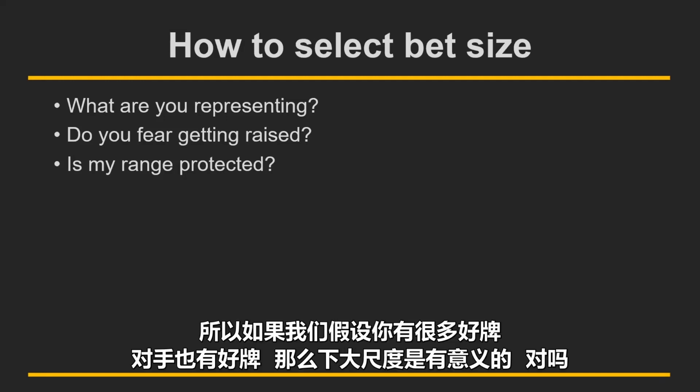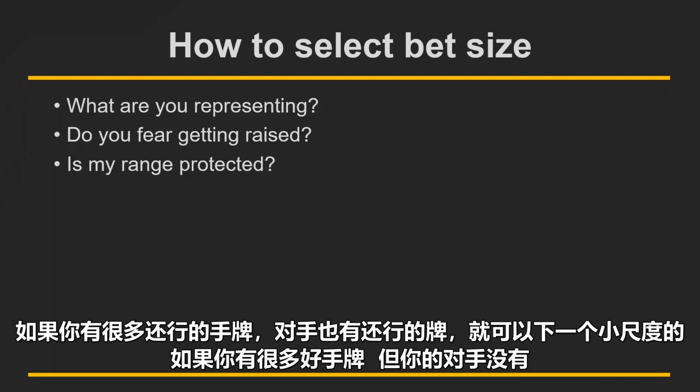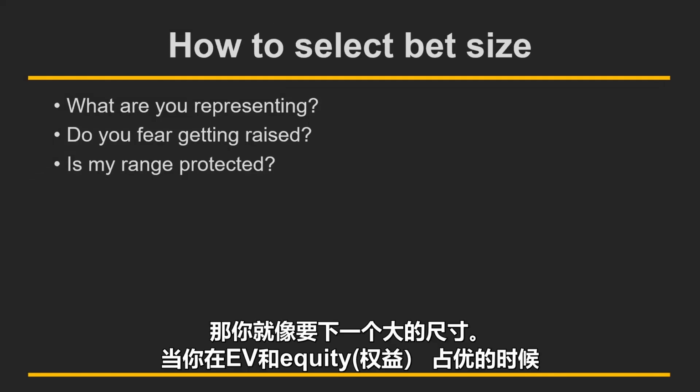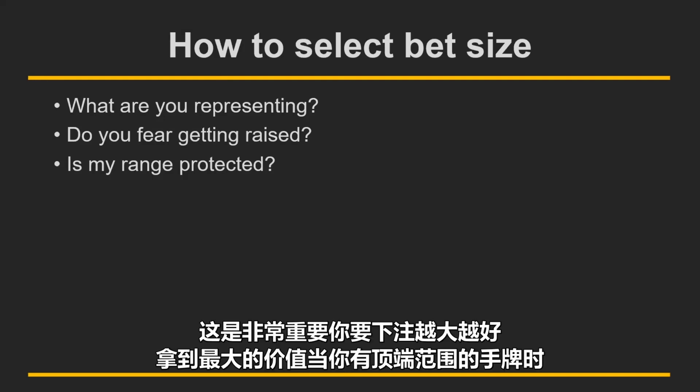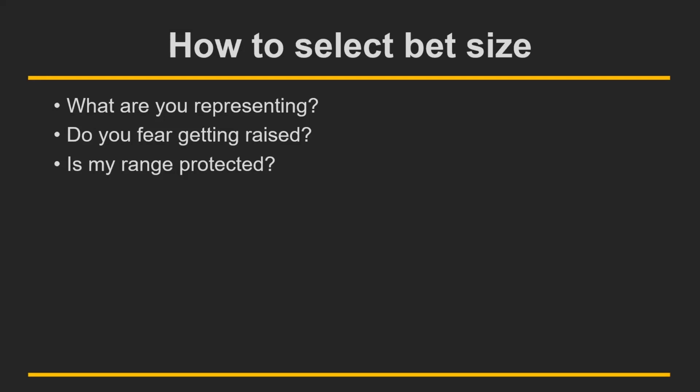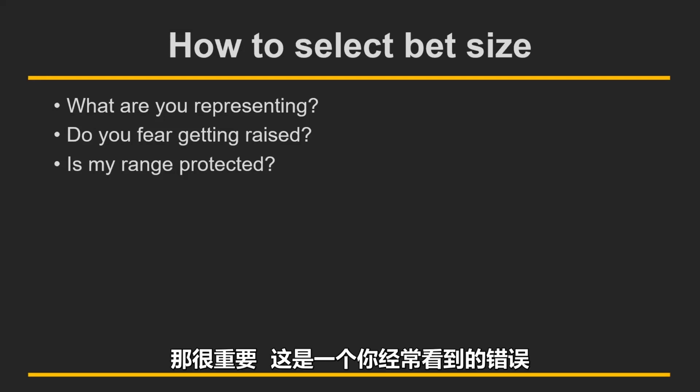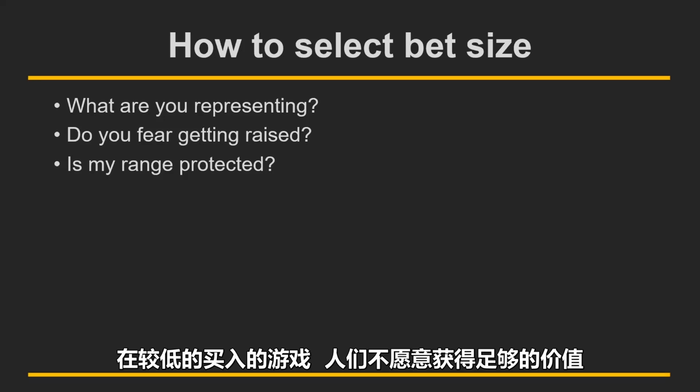So if, let's say, you've got a lot of good hands, but he does too, it makes sense to bet big, right? If you have a lot of decent hands, your opponent has decent hands, makes sense to go small. If you have a lot of good hands, but your opponent doesn't, then you want to go really large. And when you've got that big advantage in terms of EV and equity and whatnot, it's very important to bet as large as you possibly can, getting value with the top end of your range for the maximum amount. That's very important. It's a mistake you often see at lower stakes, people not being willing to get enough value.